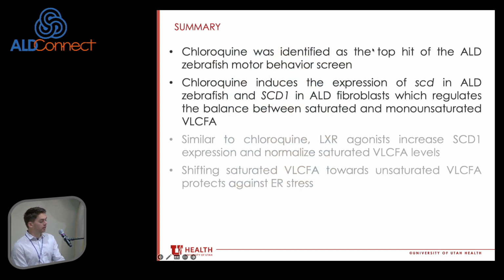So again, chloroquine was identified as the top hit of the ALD zebrafish motor behavior screen. Chloroquine induces the expression of SCD in ALD zebrafish, which is the ortholog of SCD1 in humans, and which is the enzyme regulating the balance between saturated and monounsaturated VLCFA.